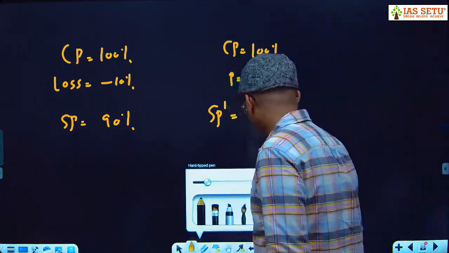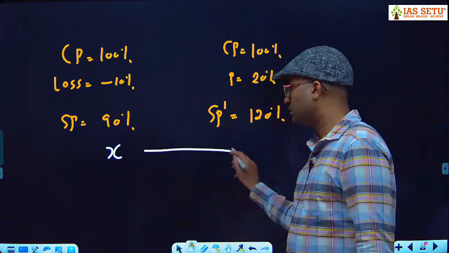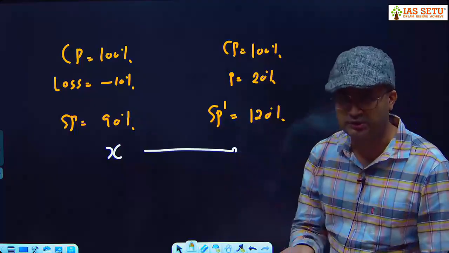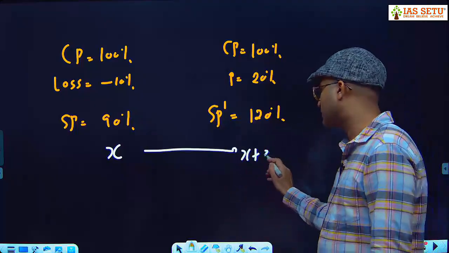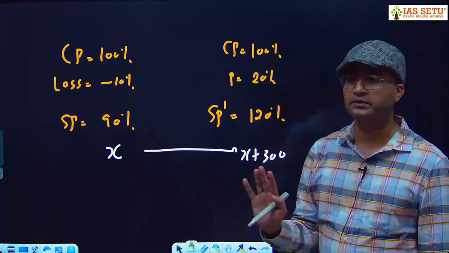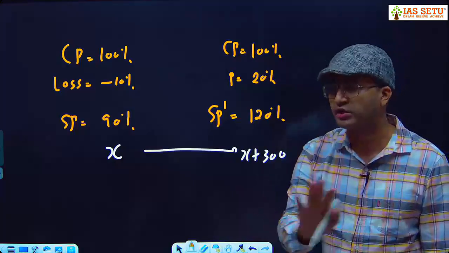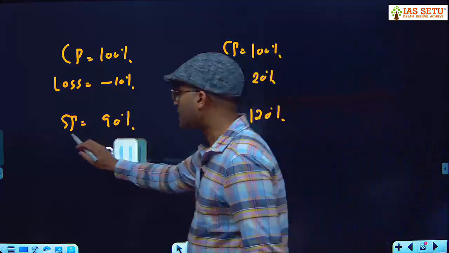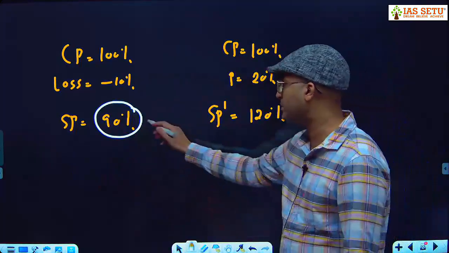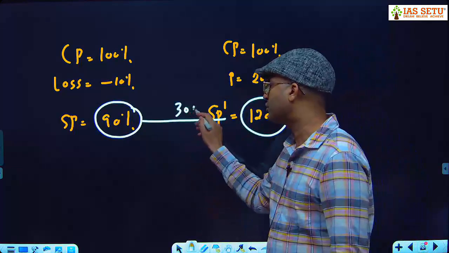See here, like for example here selling price is X, जिसमें मैंने बेचा. What is the selling price here? 300 rupees extra. X plus 300. There is a difference of 300 rupees only. In the selling price, there is a 300 rupees extra only. There is no other factor in the question. So can I say here selling price 90%, here selling price 120%. Why this 90% would have become 120%? Because of 300 rupees.